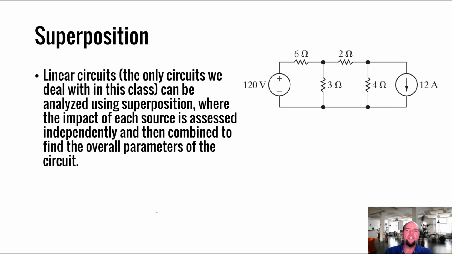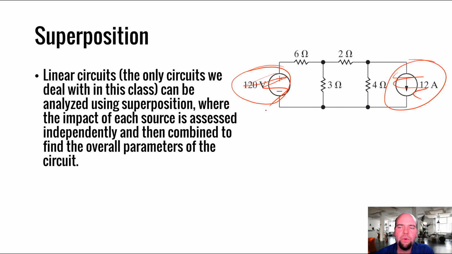And superposition is derived from this concept that in linear systems and linear circuits, which all the circuits we deal with in this class, including circuits that have op-amps, which we'll talk about in chapter 5, all the circuits we deal with in this class are linear circuits, and they all have this property where you can identify the impact of each source independently. That is to say, if I have a circuit like this, I can analyze what the 120 volt voltage supply does to this circuit without worrying that this was 12 amps. And then I could separately analyze what the 12 amp supply does to this circuit without worrying about this 120 volts. So I can basically look at the marginal impact that each source has on my overall circuit.